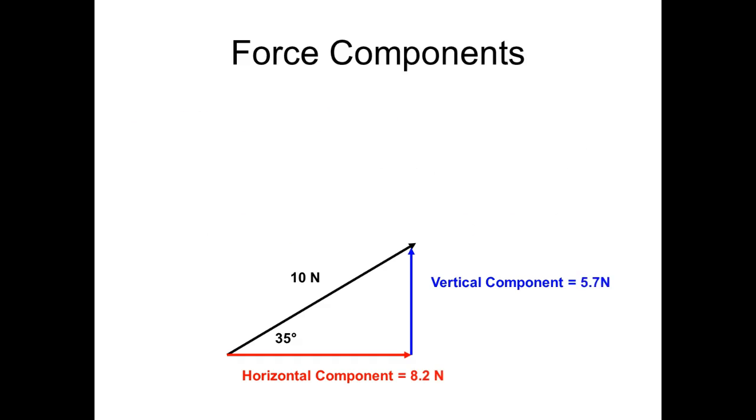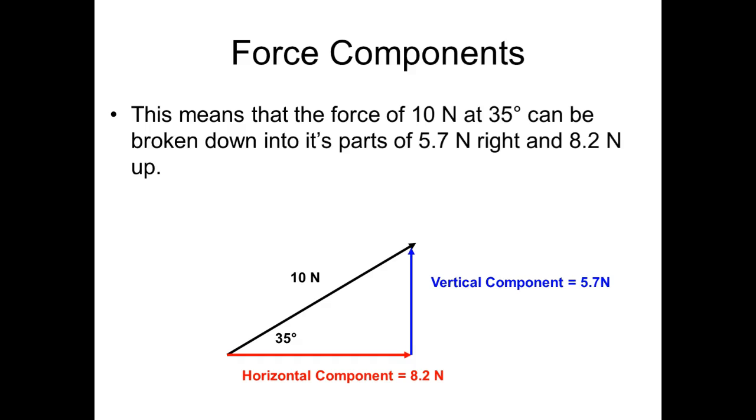I'm going to automatically label as I go. Every time I find a force or a force component, I'm going to put it right in my force diagram, because I may need to use that value or that magnitude in order to infer a balanced or unbalanced force. So this tells me that the force of 10 newtons at 35 degrees can be broken down into its parts, 5.7 newtons to the right and 8.2 newtons up.